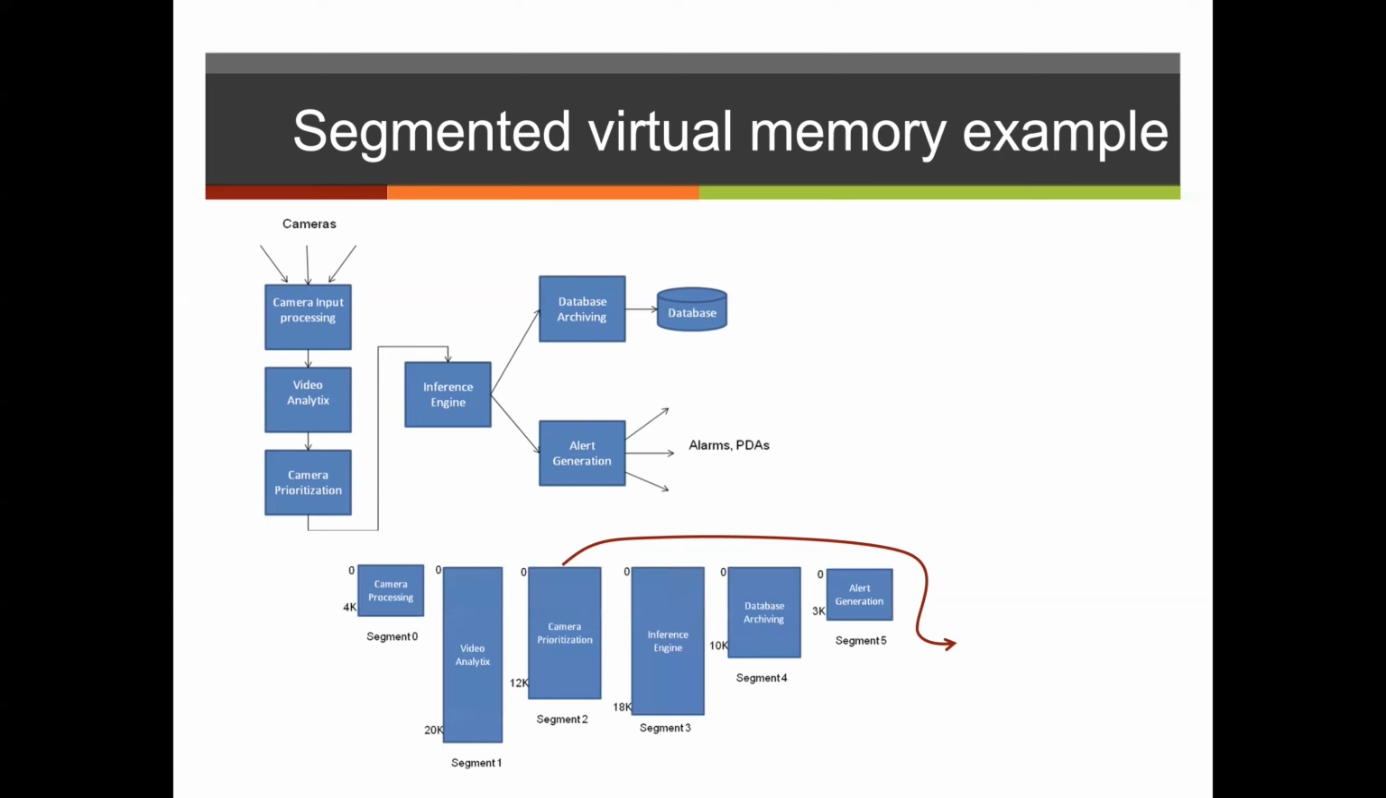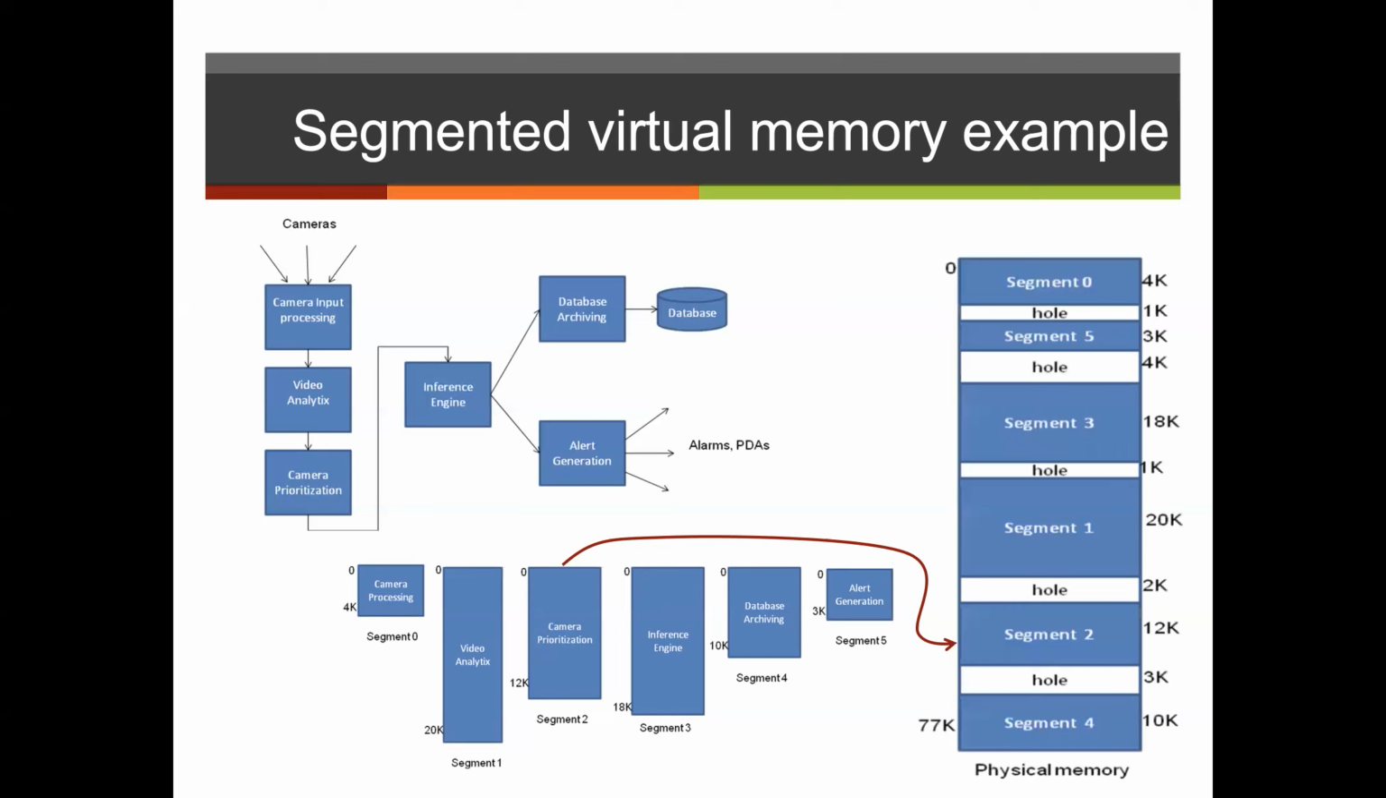So in this case, we can have an appropriate segment that is going to represent camera processing, and an appropriate segment that will represent our video analysis. Segment 2 is going to be representative of our camera prioritization. Segment 3 is going to be representative of our inference engine. Segment 4 is going to be representative of database archiving, and segment 5 is going to be representative of our alert generation. And so each one of these segments can then be mapped into our physical memory as well.